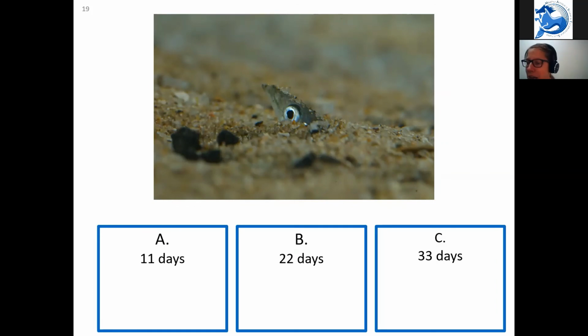So the mismatch between sand eel and their prey is predicted to increase by how many days under a high emissions greenhouse gas scenario? And again, Hannah, if you just close the poll in a few seconds. Thank you. Okay, majority of you got that right. It is 22 days is the correct answer here.